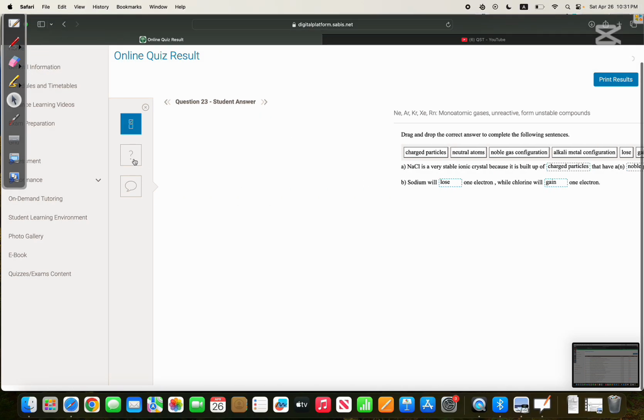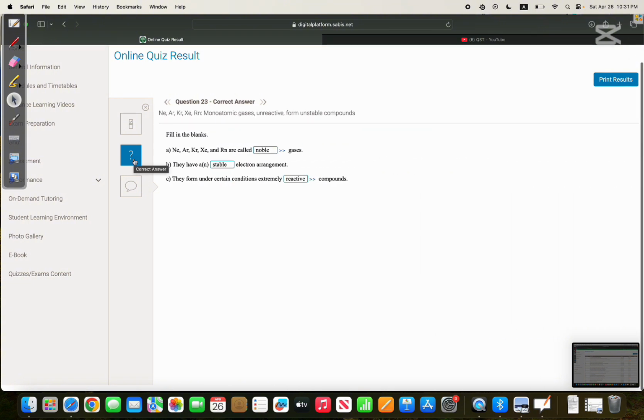Number 23. Neon, argon, krypton, xenon, and radon are noble gases. They are very stable, as we said in the first few questions, and under certain conditions they form extremely reactive compounds.